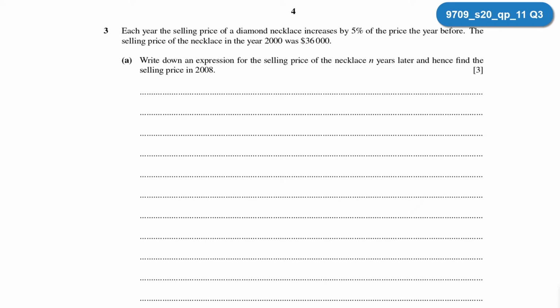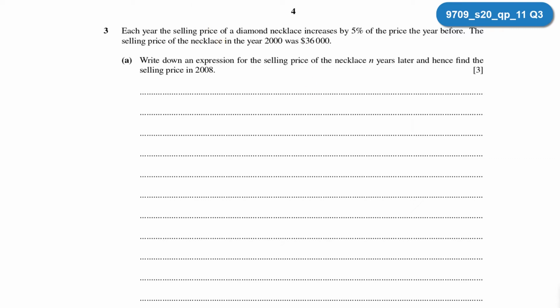Each year, the selling price of a diamond necklace increases by 5% of the price the year before. The selling price of the necklace in the year 2000 was $36,000. Write down an expression for the selling price of the necklace n years later, and hence find the selling price in 2008.